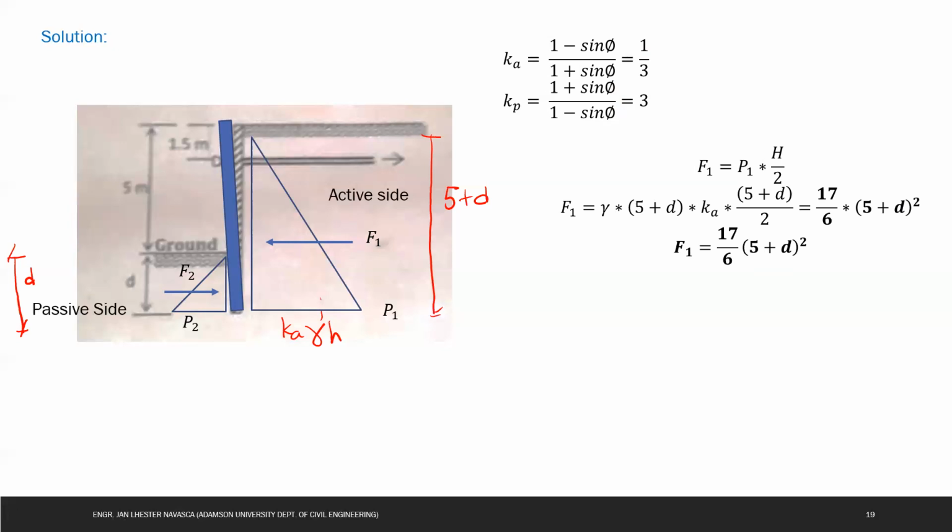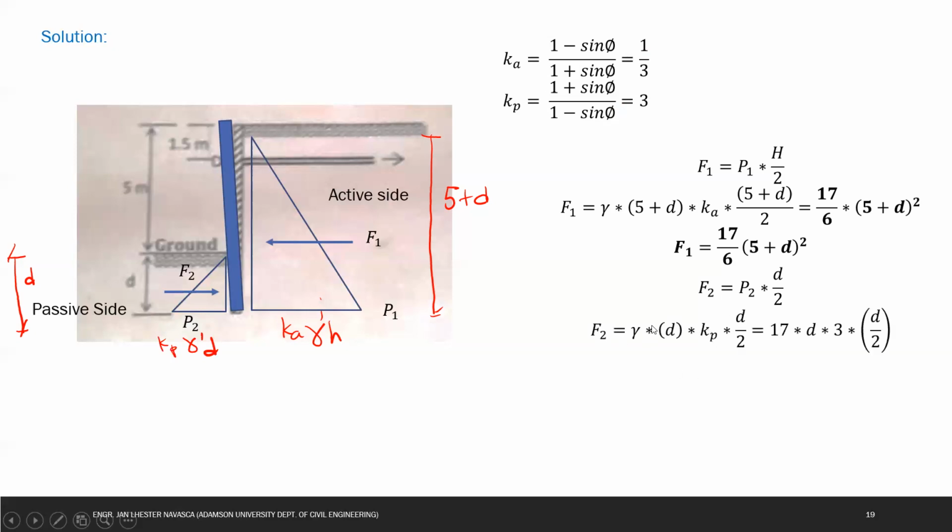Then solving for F sub 2. F sub 2 basically is the area of this pressure diagram, which is P sub 2 times D over 2. So solving for P sub 2 is also K sub P, passive side. So K sub P gamma times D. Okay. So that is your P sub 2.